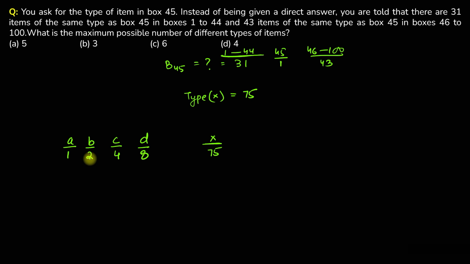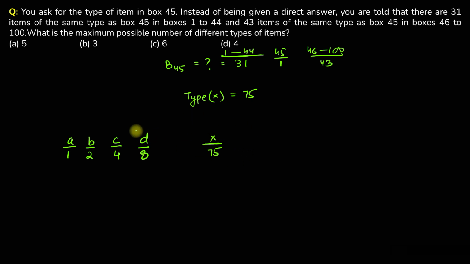So far we have 1 plus 2, 3. 3 plus 4 is 7. 7 plus 8 is 15. 15 plus 75 is 90. So we have 10 more items remaining. Now can we have one more category over here, E, with 10 more items? No. Twice of 8, this has to be at least 16. So there cannot be one more category. Can we have one more category over here? No. If X is 75, the next category will be 150 minimum. Then the total will become more than 100. So that's also not possible.